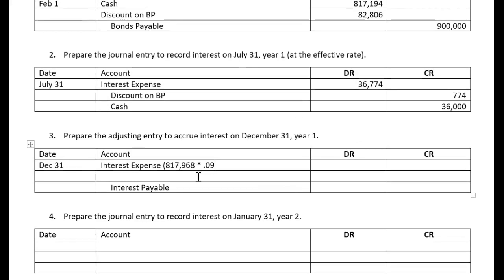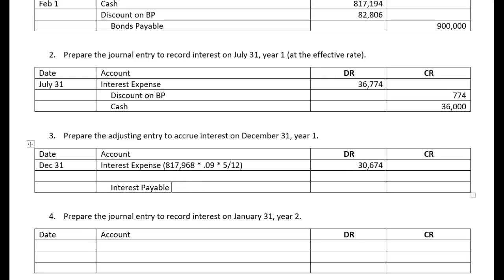And then multiply that by 5 out of 12, because we're not going to hold this for a full 6 months at this point. We've only carried 5 of those 12, so you can't just take half of it. And when we multiply that out, let's see what we get. So take 817,968 times 0.09 times 5 divided by 12 gives us 30,000. And again, we're going to round: $674. That's the amount of interest we would accrue as of December 31st.